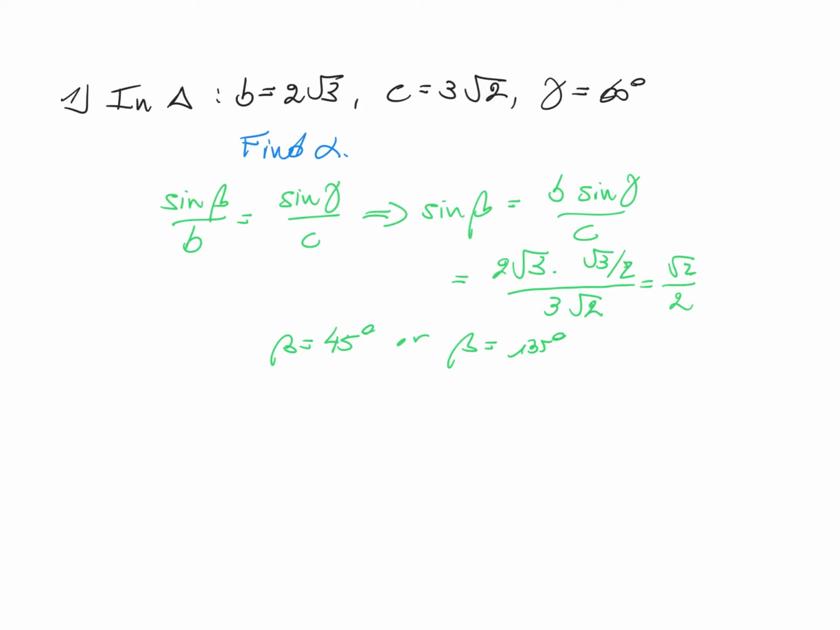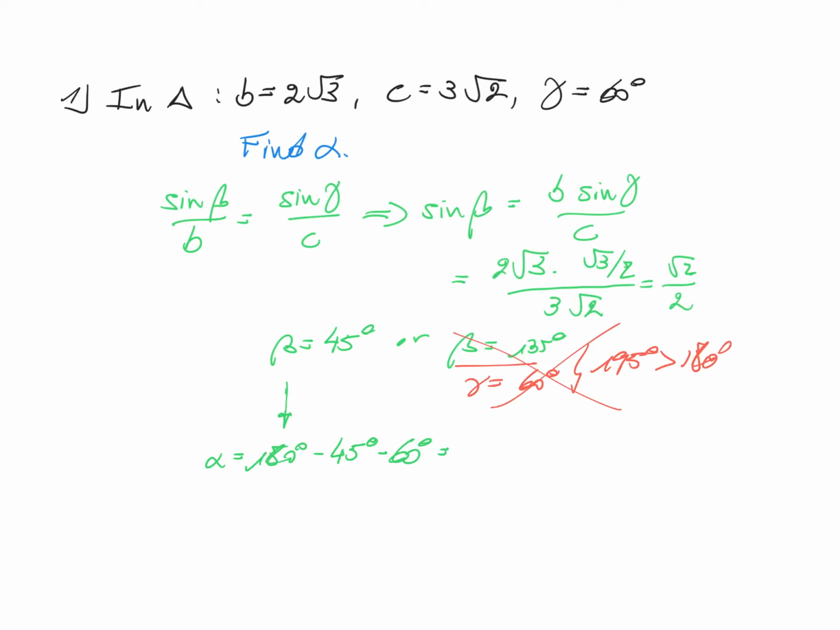As we already mentioned before, we now have to check: are both of them possible? Is this a possible solution? Well, if beta is 135 degrees, and we know that gamma is 60 degrees, then the sum of those is already 195 degrees, which is larger than 180 degrees. And so this is not a valid solution. So the only solution is that beta is 45 degrees. And if beta is 45 degrees, then we also know alpha, because alpha is 180 minus 45 degrees minus 60 degrees, which gives 75 degrees.